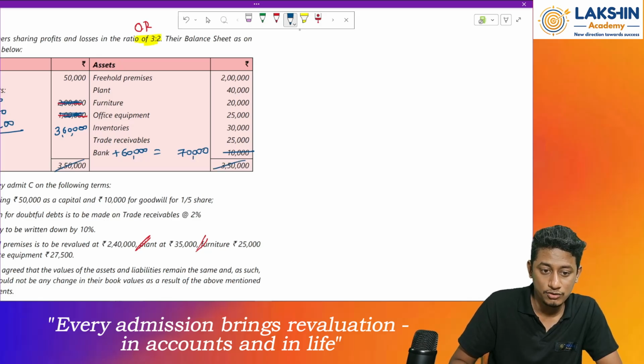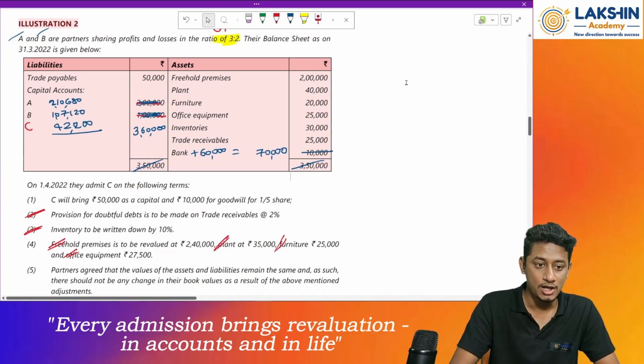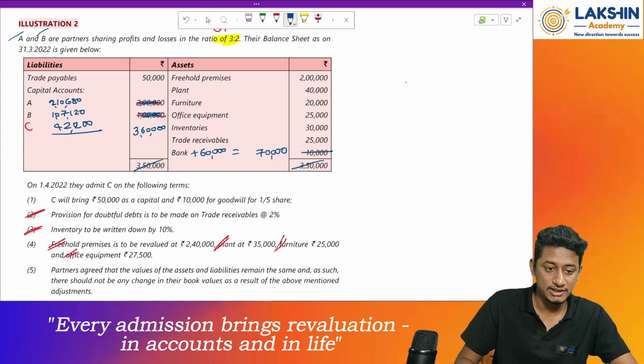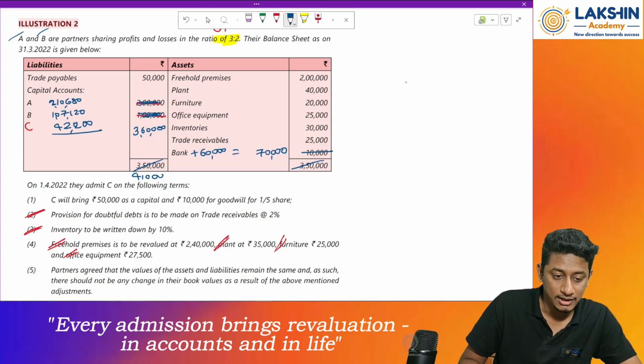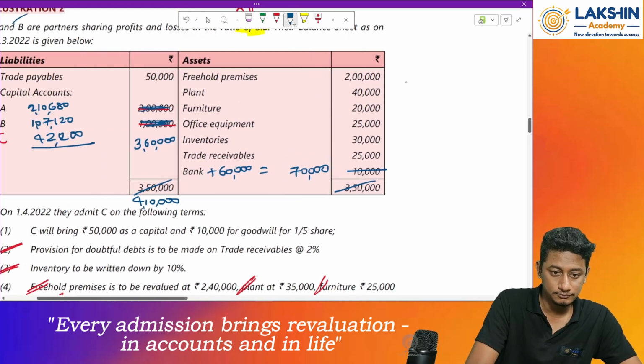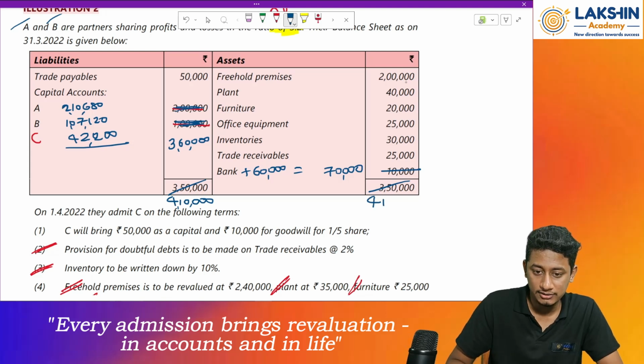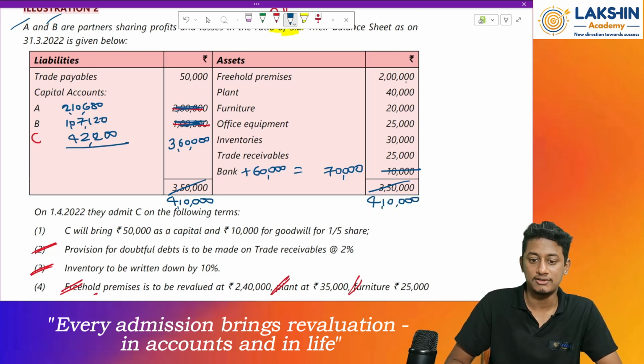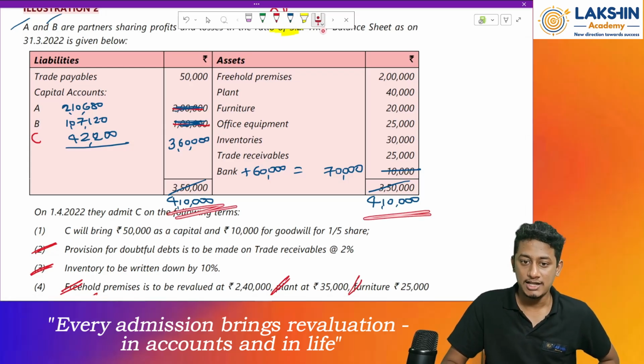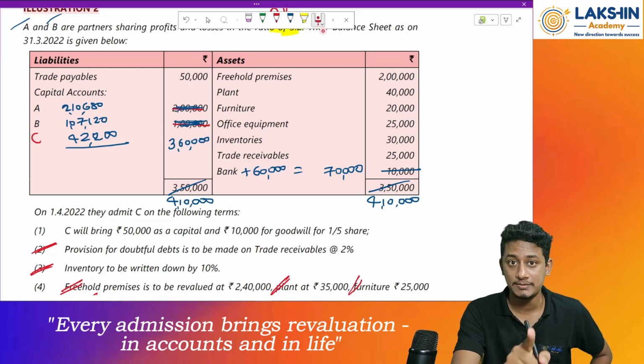That means what are the new balances of the balance sheet? Just check. On the liability side, 50,000 plus 3,60,000. How much will that be? Rupees 4,10,000. And on the asset side, rupees 2 lakh plus 40,000 plus 20,000 plus 25,000 plus 30,000 plus 25,000 plus 70,000 will be 4,10,000. Got it? So my balance sheet has been tallied on both the sides. I am not changing the values only because the question is clearly saying that value should not be changed.